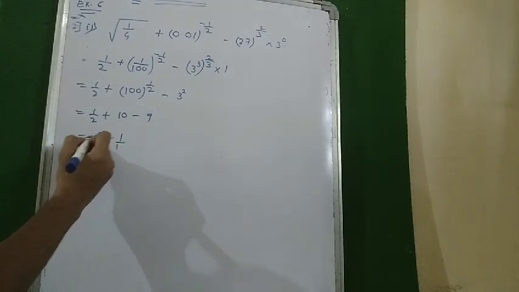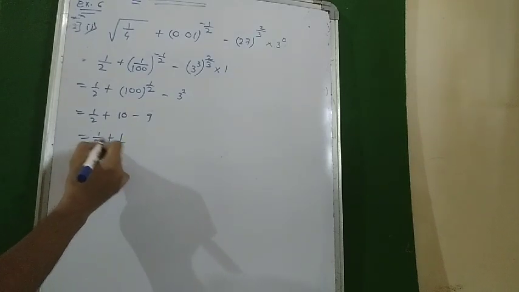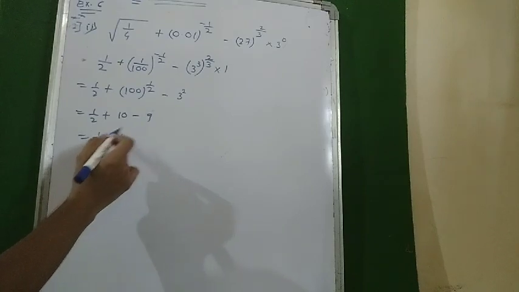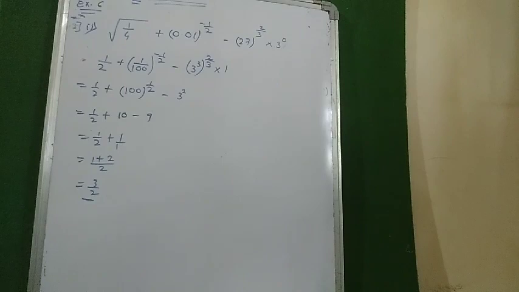So when I will cross multiply it, 1 1s are 1, 2 1s are 2, 1 1s are 1, plus 2 ones are 2, 3 upon 2 is my answer.